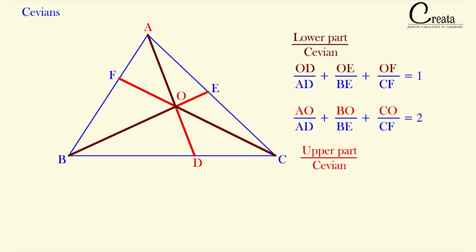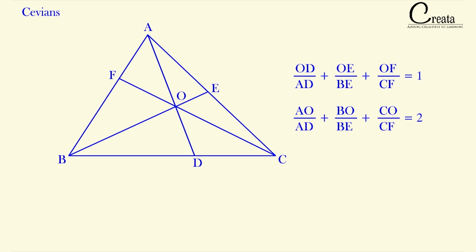Okay, in the lower part the addition will be 1 and in the upper part the addition will be 2. You can remember it like this: the upper part will have the higher number, that is 2, and the lower part will have the lower number, that is 1. In the first formula the addition is 1 and in the second formula the addition is 2. Got it? These are the two important formulas related to Cevians.